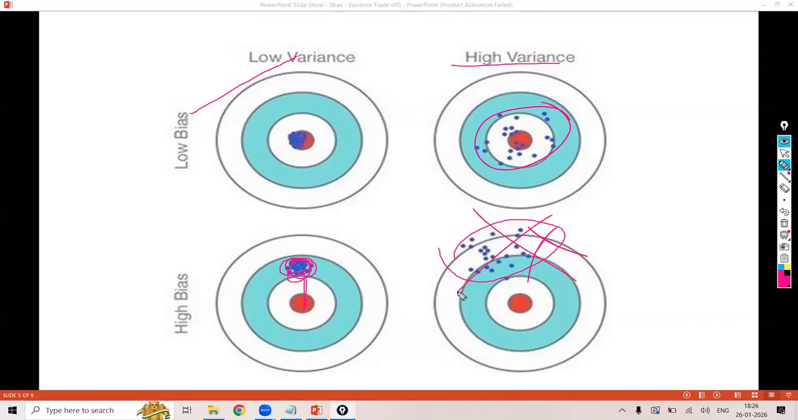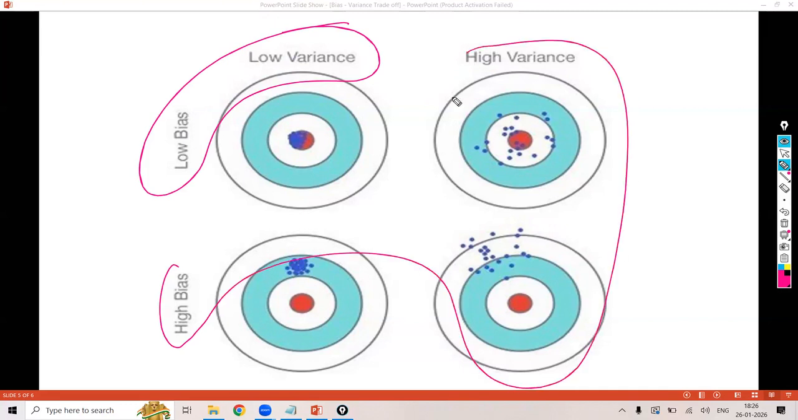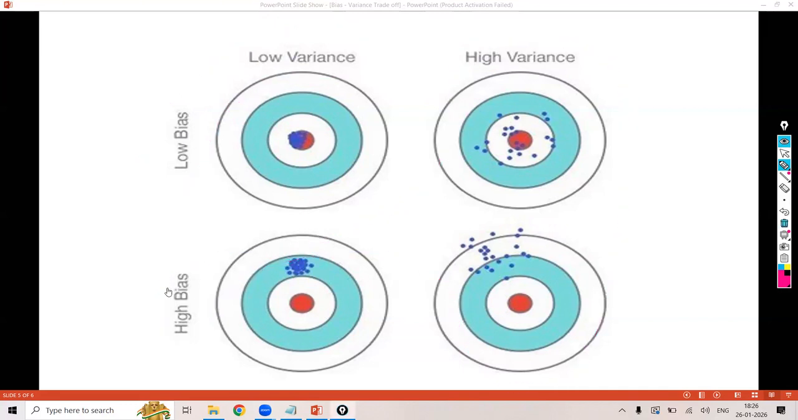So this is a worst model. A good model means low bias, low variance. High bias with high variance is the worst model. We cannot do anything with this. But low bias with high variance, we call it overfitting.